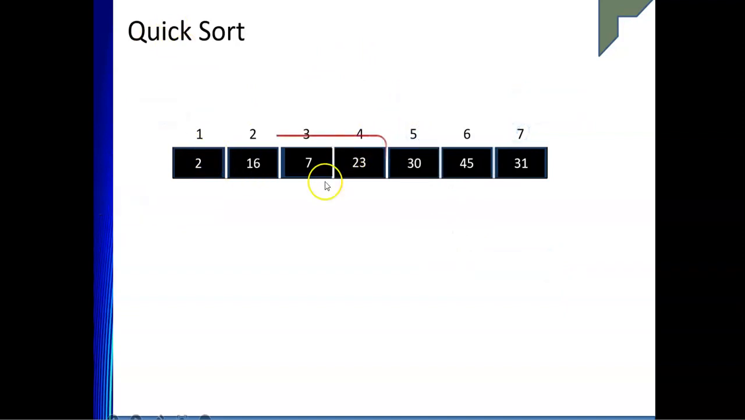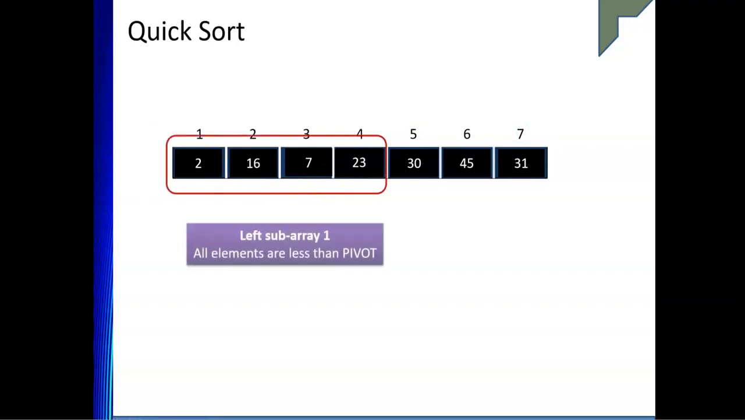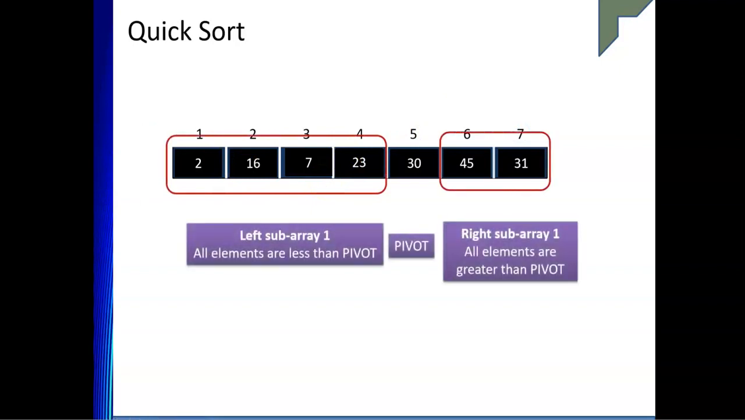So that's how the entire quicksort actually works. We have a left subtree with all elements lesser than the pivot, and a right subtree with all elements greater than the pivot.